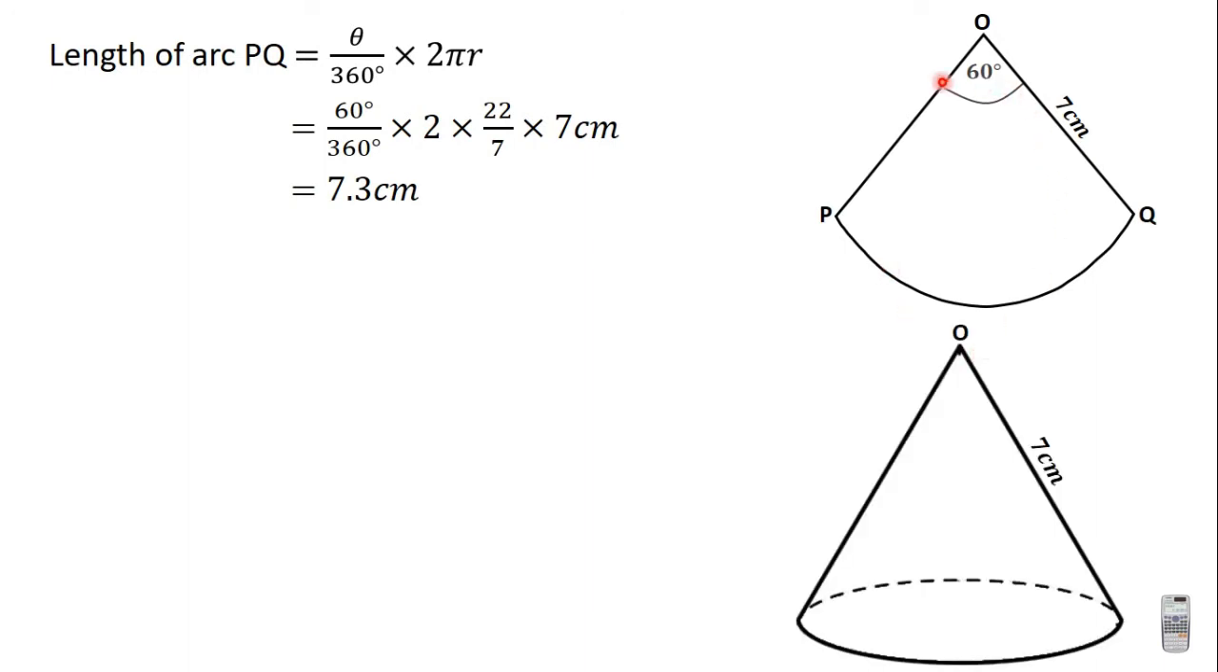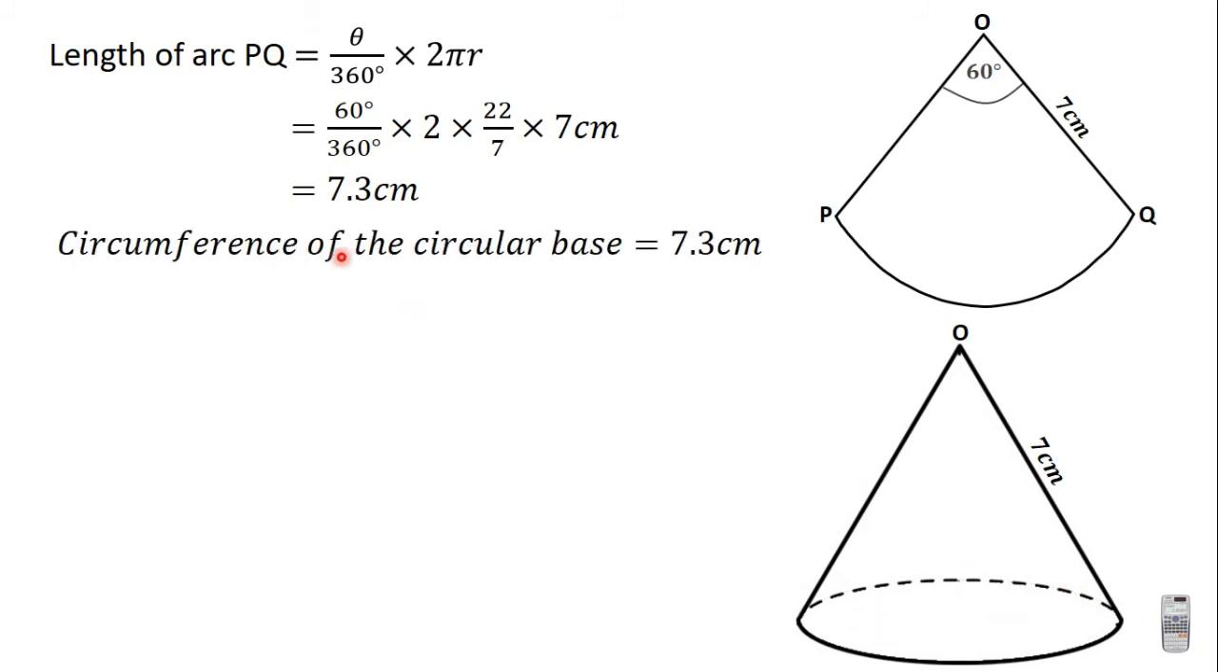That means that if we fold this sector to form this cone here with O as the vertex and a slant height of 7 centimeters, the circumference of the circular base here will also be 7.3 centimeters, because when you fold the sector to form this cone, PQ will be the circumference of the circular base. So the circumference of this base here, which is a circle, is 7.3 centimeters.